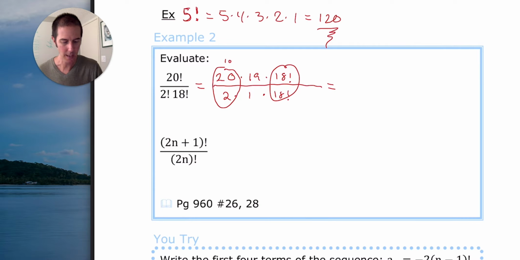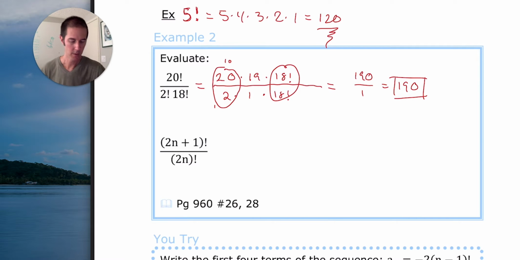Also here, the 20 divided by 2, that's going to reduce. It'll leave me with a 10 in the numerator and a 1 in the denominator. Don't even have to put that. In my numerator, I've got 10 times 19, which makes 190. And in the denominator, I've got 1 times 1, which makes 1. So that doesn't do anything. And we get a final answer of 190. I like it. Just double checking my work.